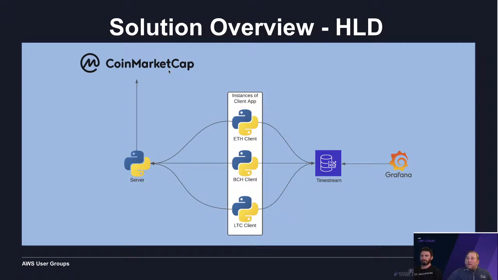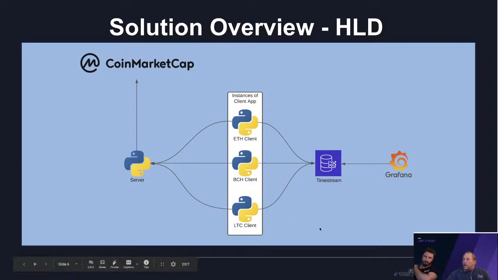So that way we stay away from some of our API throttling and limitations that they put on the CoinMarketCap API. To dive into the client layer of the solution, we've got 3 instances of the same application, just configured differently. One to track Ethereum, one to track Bitcoin Cash, and another to track Litecoin.